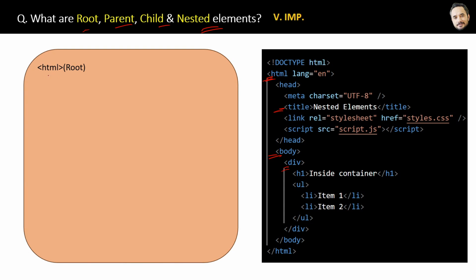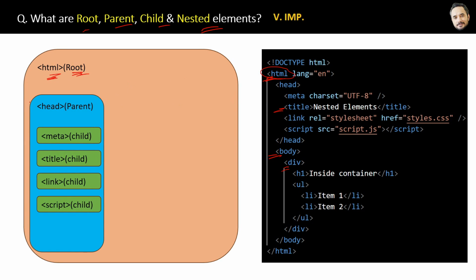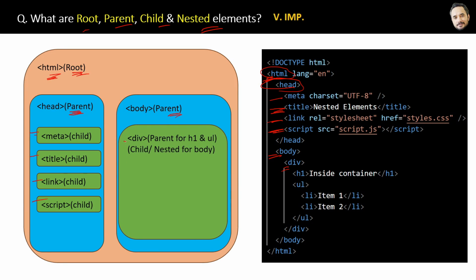The first one is the root element. The root element is the highest level element in any HTML document, okay? In HTML5, the root element is HTML. Second, a parent element is an element that contains other child elements. For example, head is a parent element for meta, title, link, and script. And body is the parent element for the div element.